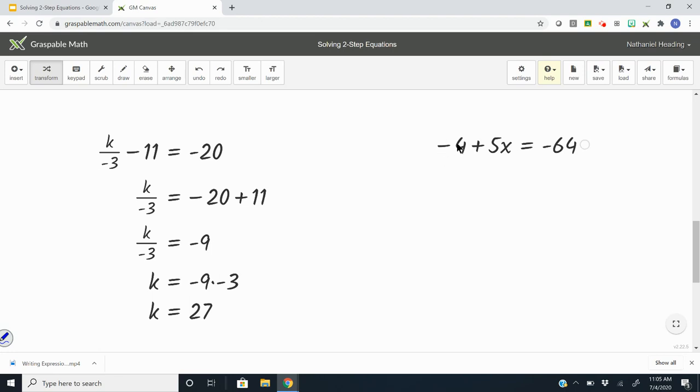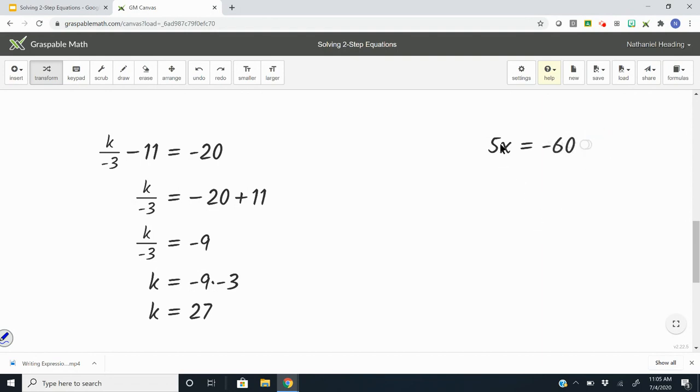Now, it looks like it's just a negative, but actually, I'm going to scoot it over here. It's the same thing as 5x minus 4. They're the same, so it doesn't change anything. So to undo this minus 4, I'm going to add it to both sides. Let me bring it over here. So I add 4, and I get a value of negative 60.